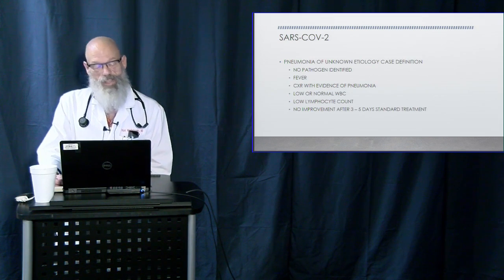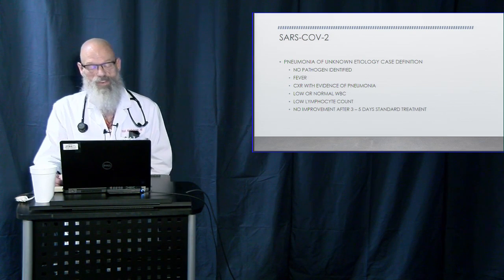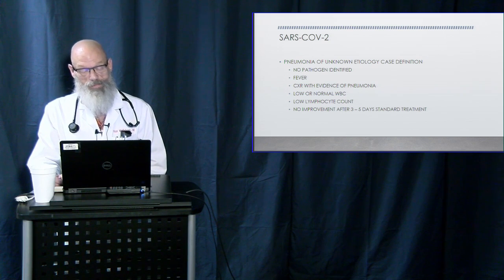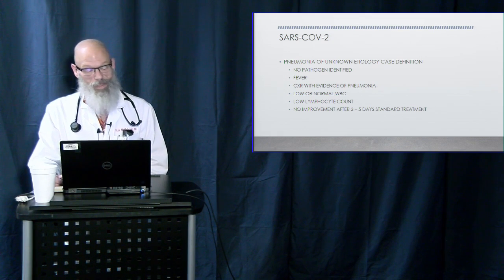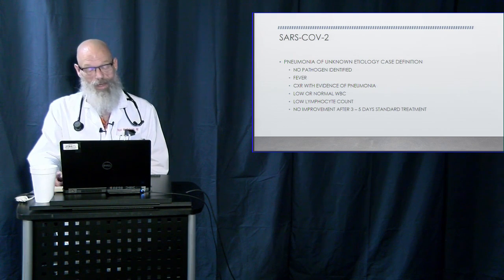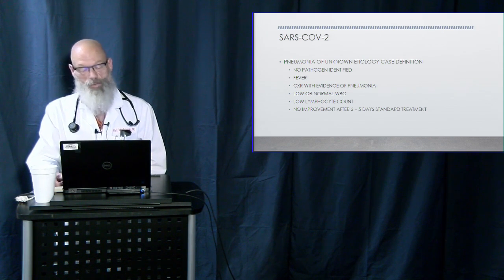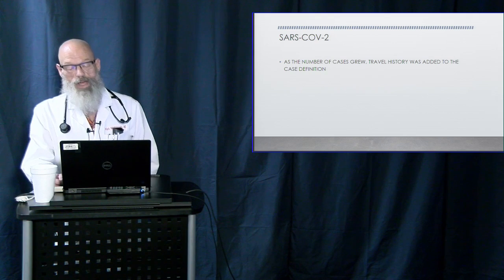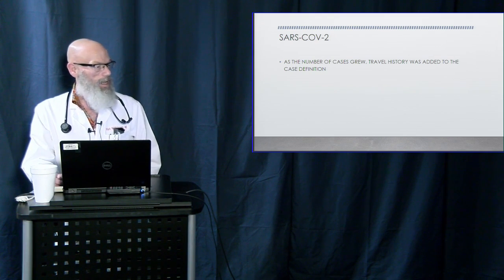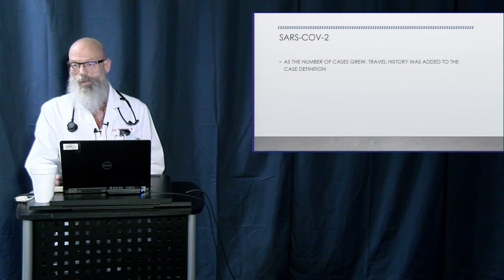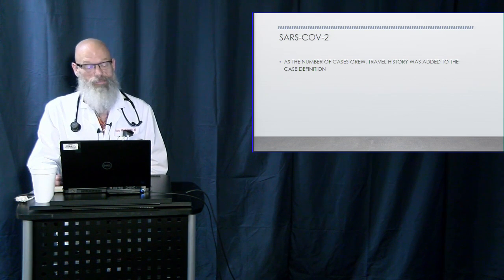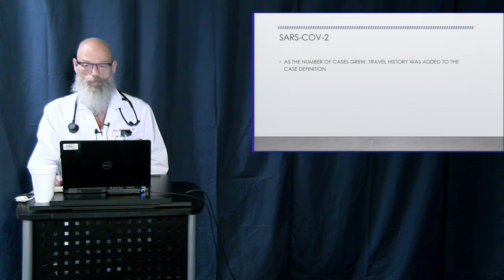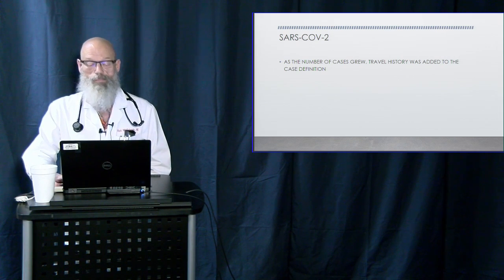The original case definition of the pneumonia of unknown etiology is as follows. Obviously, no pathogen is identified in a patient with fever, with chest x-ray evidence of pneumonia, with a white blood cell count that's normal or low, with a lymphocyte count that's low, with no improvement after 3 to 5 days of standard treatment. As the number of cases grew, travel history was added to the case definition, and we'll be checking the CDC website frequently to see how they update and adjust the case definition. That's going to be important for testing implications.